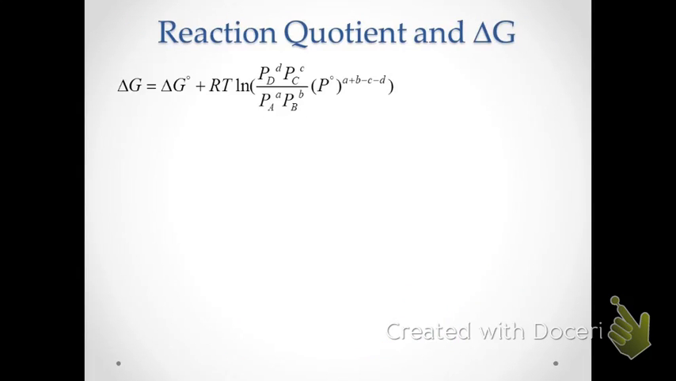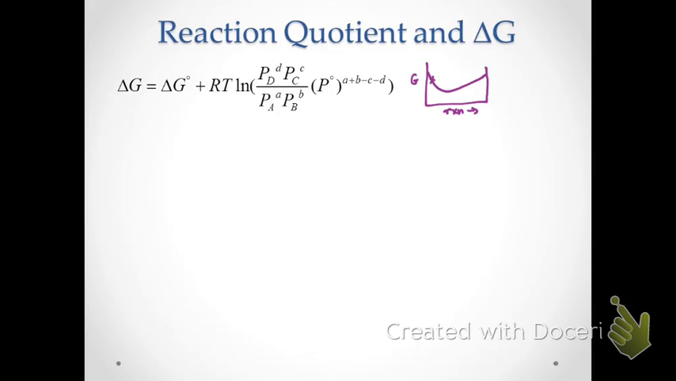All right, so here's the equation, and again, this is going back to the diagram that we saw earlier. It's going to allow us to calculate the delta G value at any point on that, depending on the pressures, the relative pressures of the products and reactants.